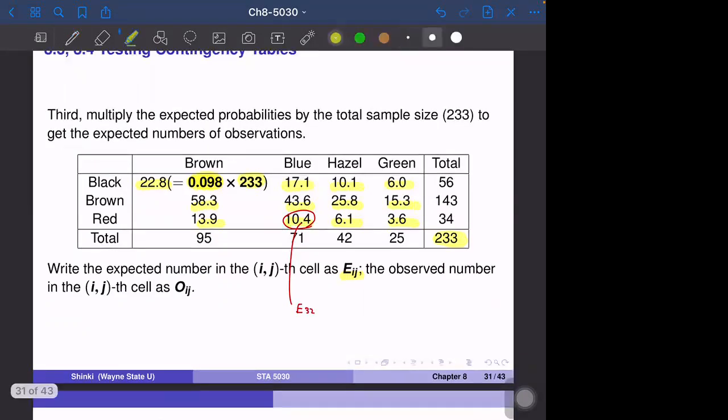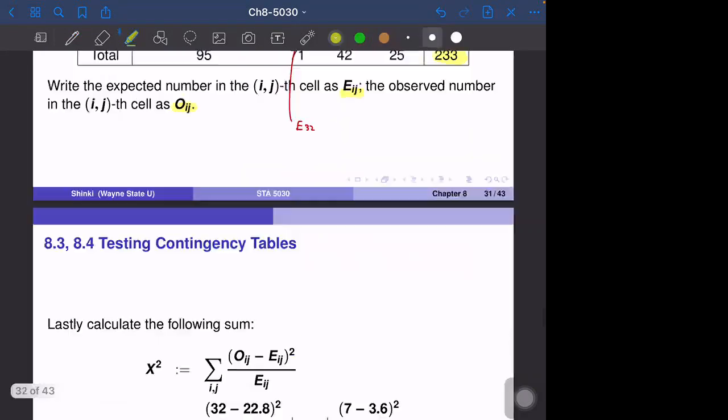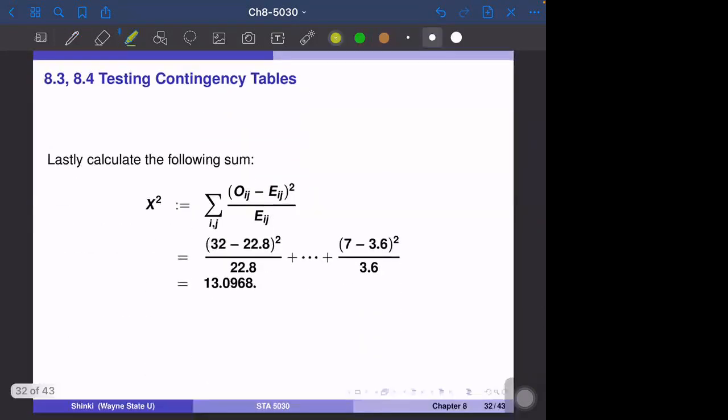And also the actual number of observations, that is our observed table, we say the number is O sub ij for the ijth cell. Then finally, we want to measure the distance between the observed table, O_ij, and the expected table, E_ij. So we take the difference, take the square, then take the summation. That is the usual way to define the distance.